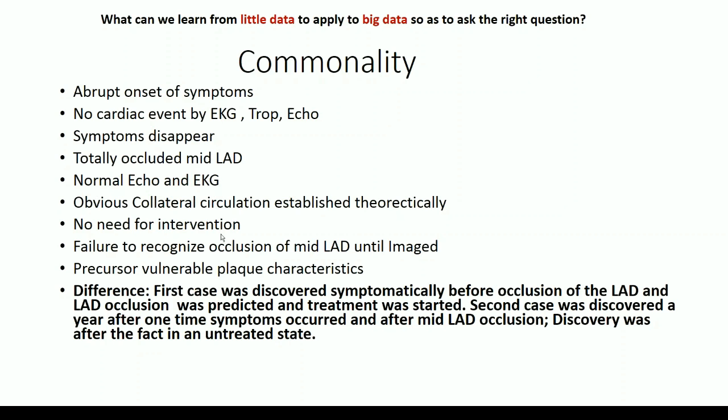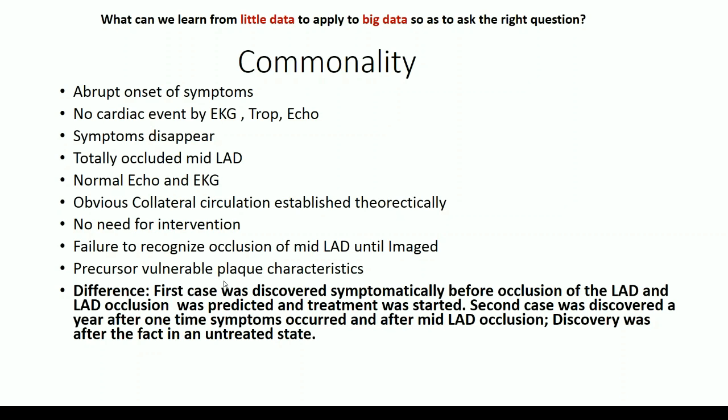No need for intervention in either one of them, because here we're a year out, actually 2 years out on one of them now. Failure to recognize occlusion in mid-LAD until imaged is certainly what we dealt with, even though it was tested with EKG, echo, and troponin. It didn't show anything. Precursor vulnerable plaque characteristics were seen in one patient. The other patient, we didn't have that opportunity.